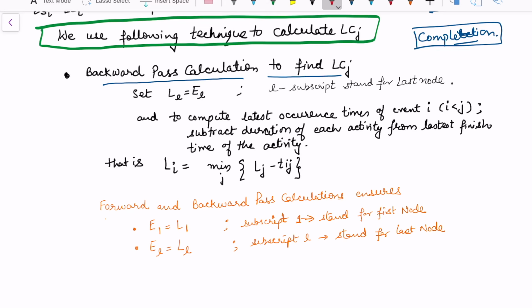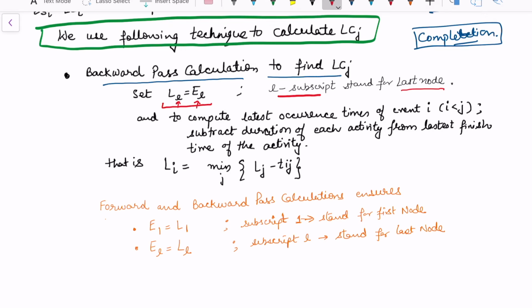We will set latest of the last node. Now this L, which is the subscript, stands for the last node. This is the same as earliest of the last node, because at the last node I'm not going to start anything else. That is the end of the project. Since it is the end of the project, it is the last node and it is the completion of the project that we are talking about.